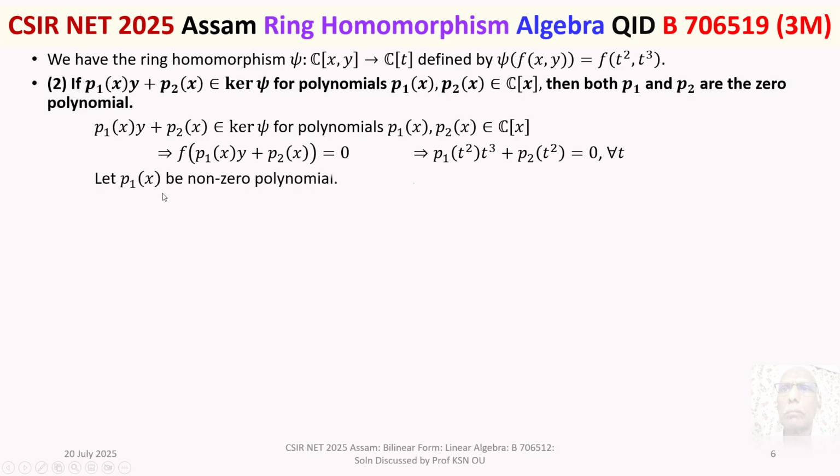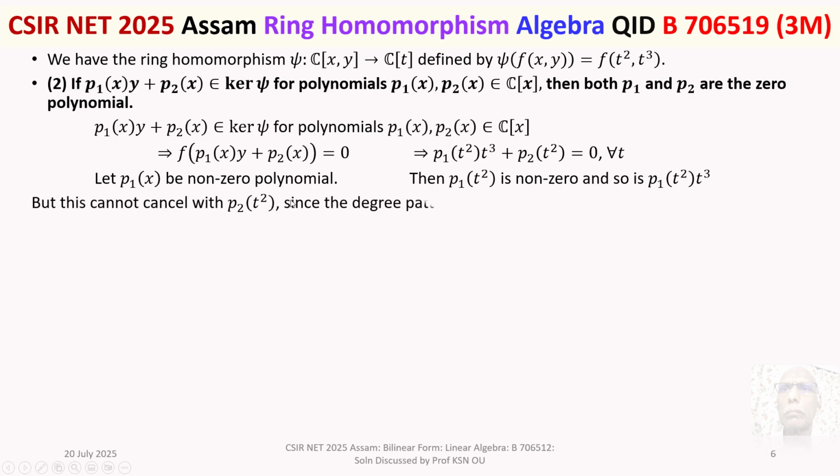Let P1 of x be a non-zero polynomial. Then P1 of t square is non-zero. Then P1 of t square multiplied by t cube is also non-zero. Plus P2 of t square is 0. Is it possible? But this cannot cancel with P2 of t square. Why? Because the degree patterns are different.